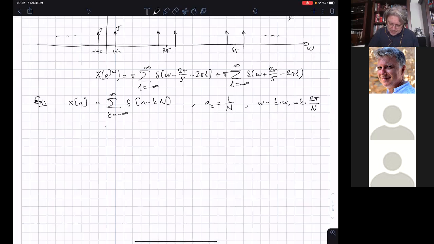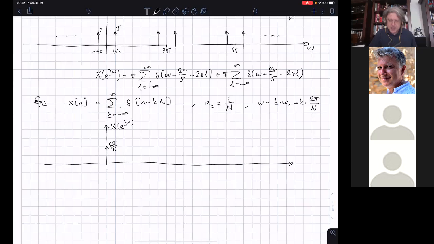So let's first visualize the situation. I am trying to draw X of e to the j omega. Where is the first Fourier series coefficient? For k equal to 0, right? When k is equal to 0, the frequency is k times omega 0, which is 0 times omega 0, which is 0. The frequency is 0. The Fourier series coefficient is 1 over capital N. 2 pi times that is 2 pi over capital N. So let's write it like this, 2 pi over capital N. An impulse here at 0.